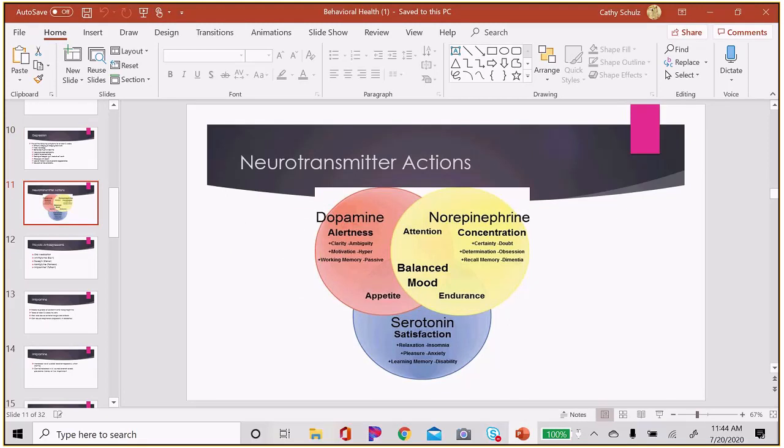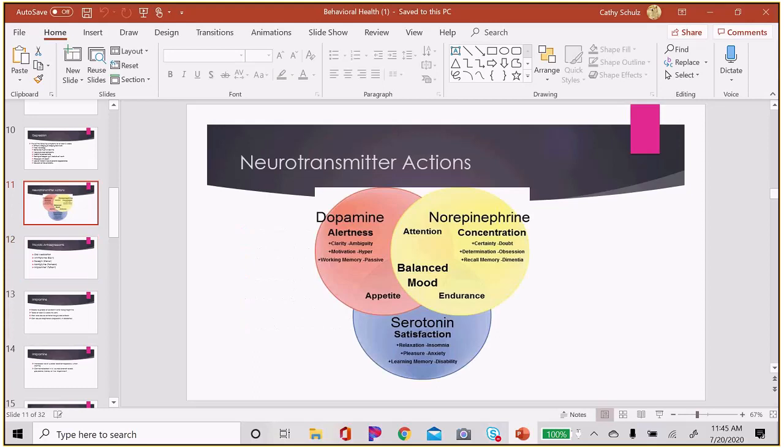The thought is that depression is related to an imbalance of several neurotransmitters in your body. So dopamine, which helps with motivation and memory, and norepinephrine, which is important for concentration, feelings of certainty, and serotonin, which is pleasure, relaxation, things like that. So if dopamine, norepinephrine, and serotonin are in balance, then your mood should be relatively stable. You should be able to care for yourself, have good attention, the ability to remember things, and have enough pleasure and joy in your daily activities.